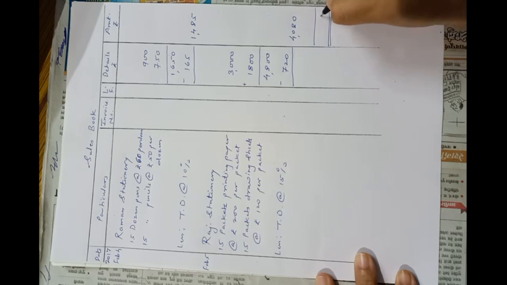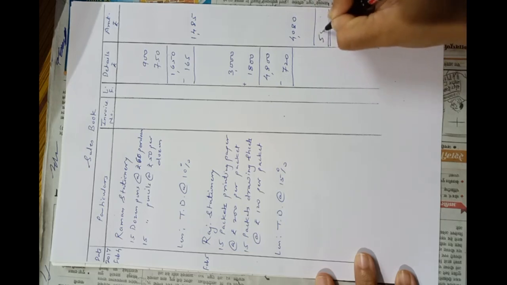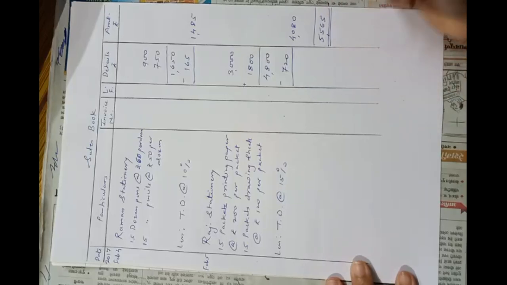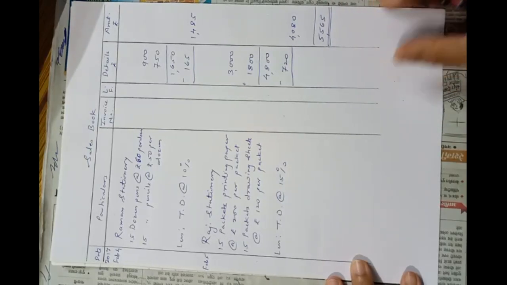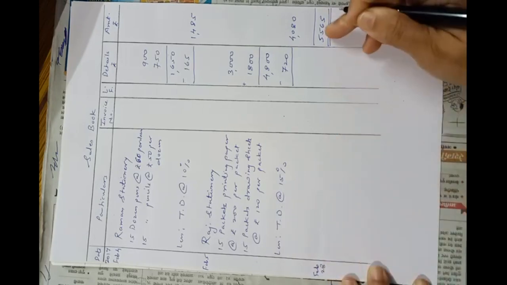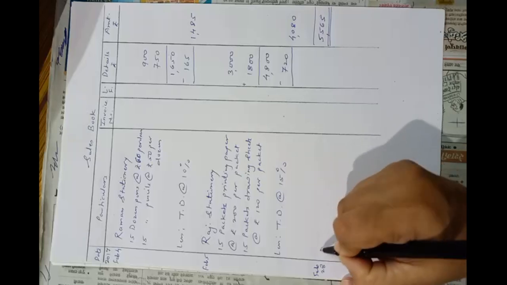It will be 5565. It is correct, 5565. And now we will write the heading on February 28th to this amount.